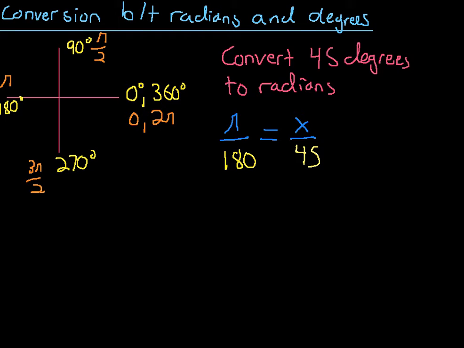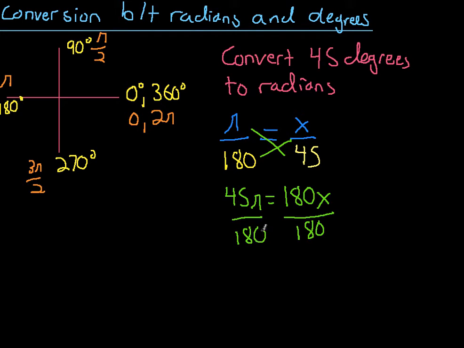Then in order to solve this, I need to find out what x is. That's my unknown, so I'm going to cross multiply. So we'll get 45 times pi is equal to 180 times x. And then I want to solve this for x. So I'm going to divide both sides by 180. And I'm then going to find, when I reduce this fraction, that x is equal to pi divided by 4.